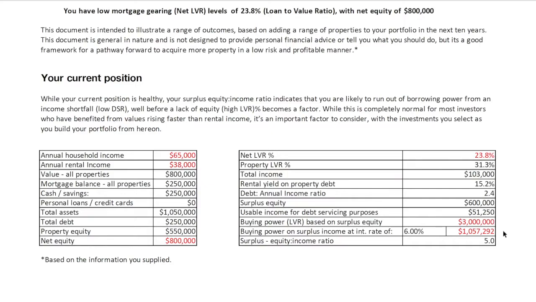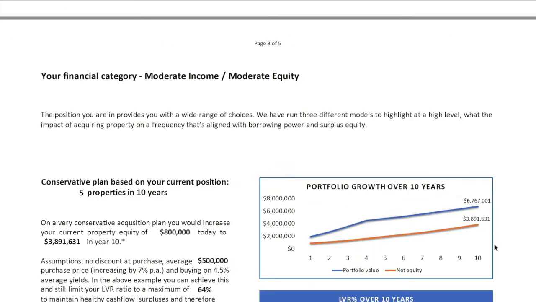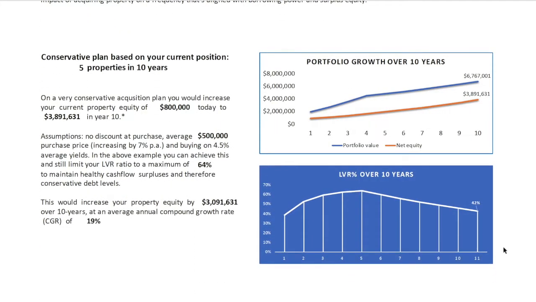So in Jane's case, she wants to buy higher yielding, higher cash flow property to strengthen the income side of her equation, because she's got plenty of equity. When we put together a forecast of what's possible for Jane, we look at three different scenarios. In a conservative scenario, Jane could purchase 5 properties over the next 10 years and, using pretty typical averages, build her portfolio equity from $800,000 today to about $3.9 million in 10 years' time. To do this, she'd get to a maximum loan-to-value ratio of 64% and she'd be buying on 4.5% yields.